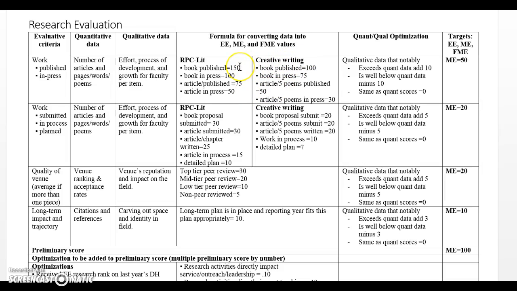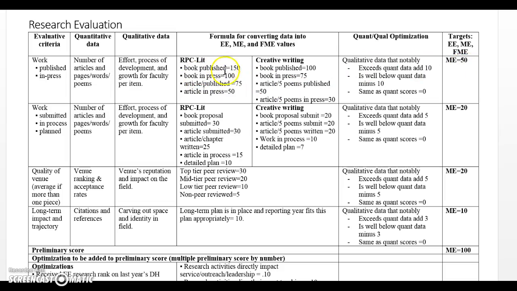I want to give you points for what you've published, and to meet expectations in publishing you need 50. And this is what I looked at. If you actually publish a book in rhetoric or literature, that is 3 times what it takes to meet expectations, so it's 150. If you have a book in press, that's 2 times. If you have an article published, that's 1.5 times meets expectations, because that is based on the idea that it takes 3 peer-reviewed journal articles to make tenure.